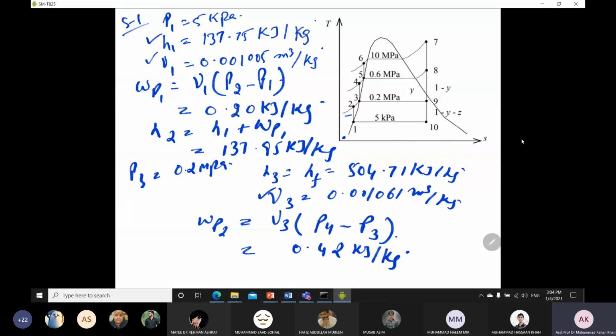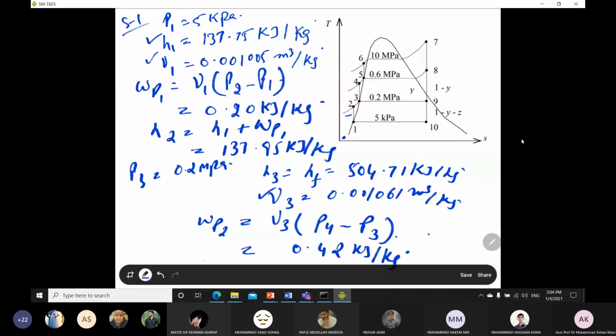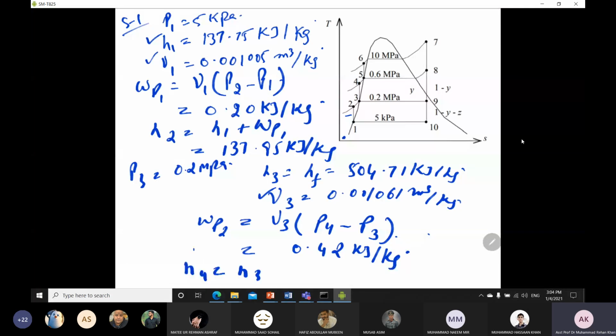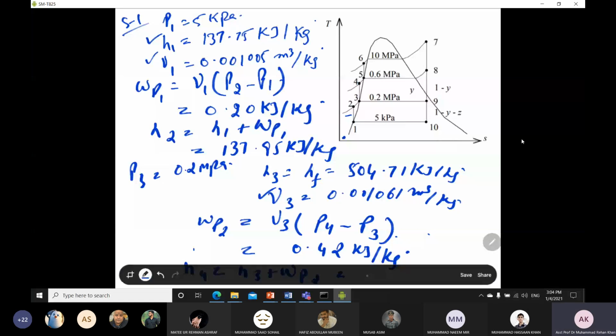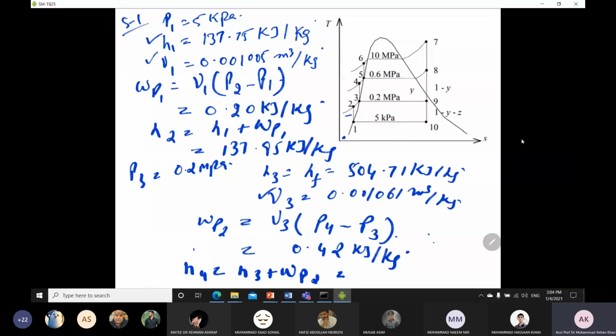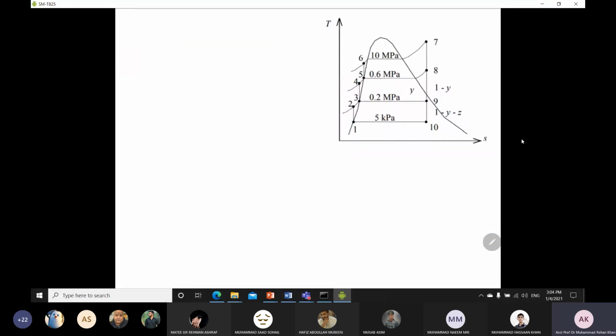Now we have to find the H4 also. H4 we can easily find. H4 is equal to H3 plus W pump 2. And you can just plug in the values and you will get the value of H4 as 505.13 kilojoule per kg. Okay, so now coming towards other states. So till now we have already found state number 4.